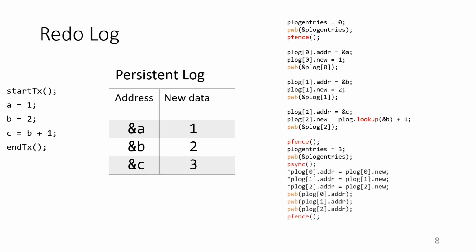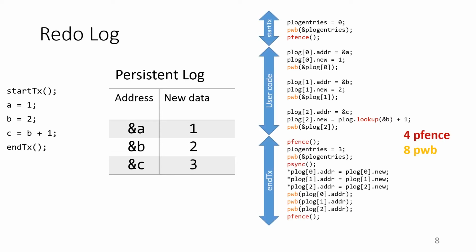And at commit time, we can in one shot update the size of the log, and then flush the entire log, do the modifications in actual memory, flush them and order them. The end result is we do 8 flushes and 4 fences for this particular user code transaction.